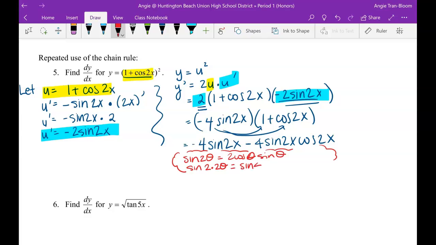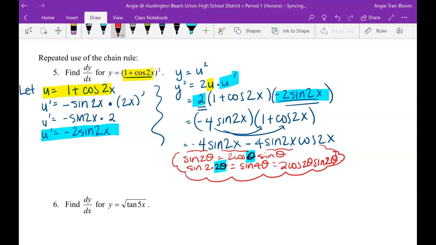Which is really sine of 4 theta. So what if you have sine of 4 theta? Then what that is really 2 cosine, instead of just a theta, now it's 2 theta. So 2 times sine of 2 theta cosine of 2 theta. So that is sine of 4 theta.